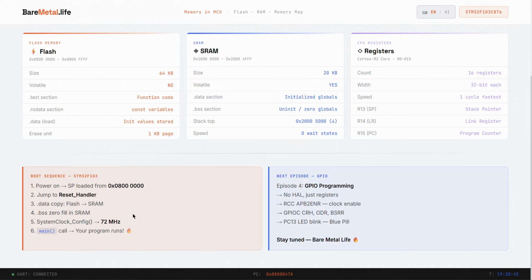Why does this matter for embedded developers? Well, if you ever write a bootloader or port to a brand new MCU, you are responsible for the startup code yourself. If .bss is never zeroed, your uninitialized variables won't start at zero. They will have whatever garbage was sitting in SRAM. That's a very real and painful bug.